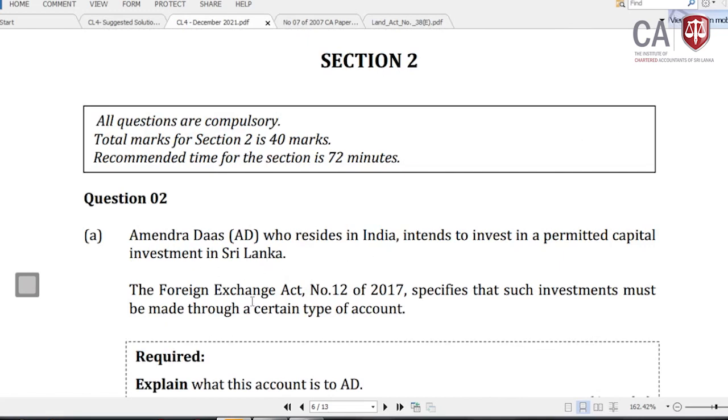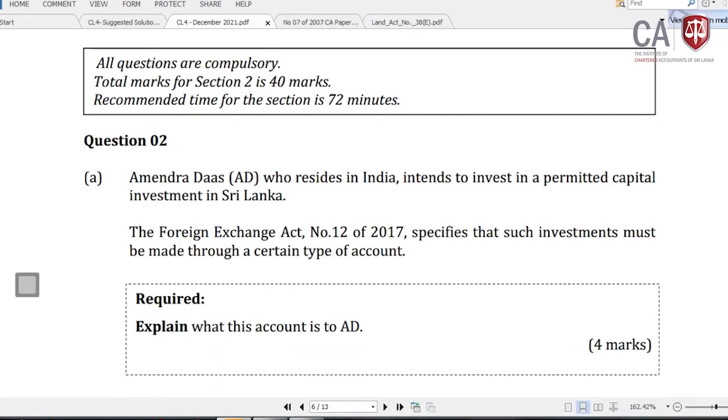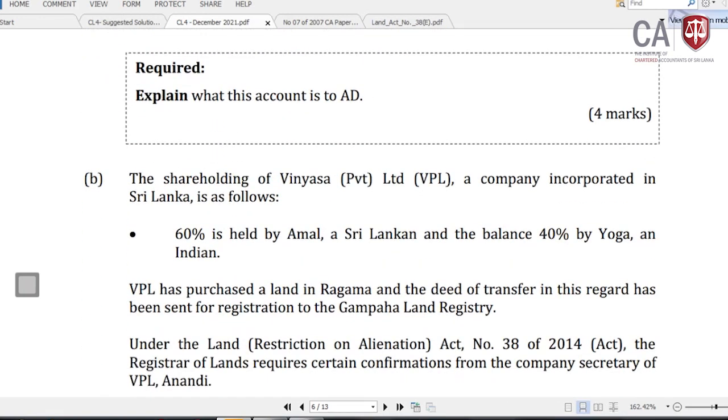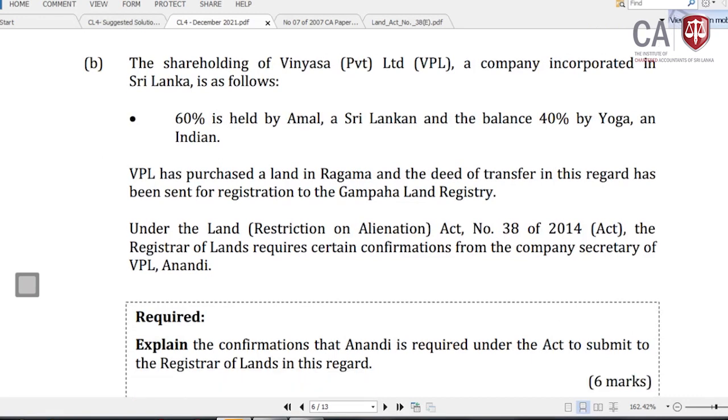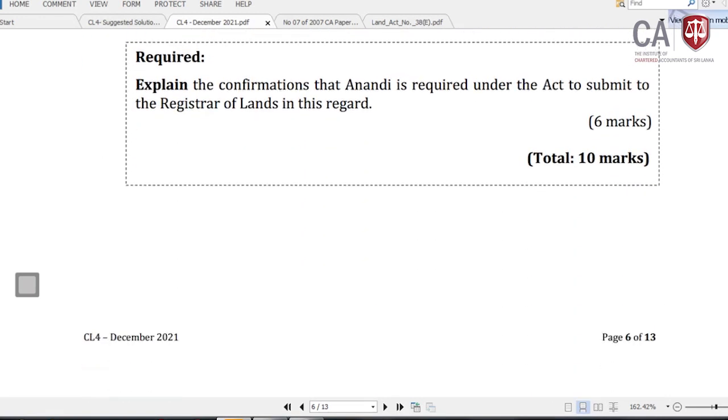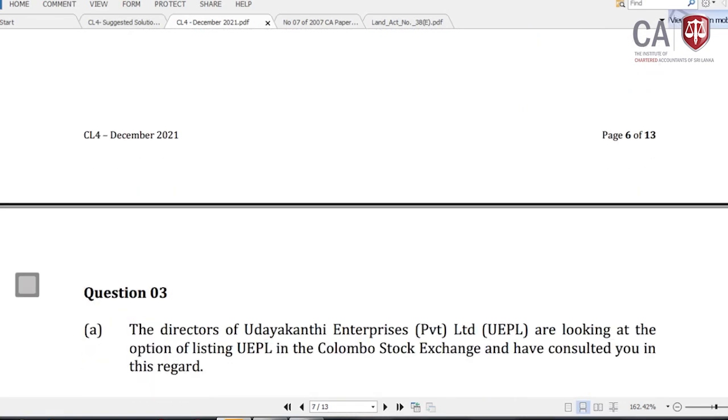You can see the question that we just completed, question number 2. Part A is a question that has been given from the Foreign Exchange Act number 12 of 2017. You always get questions from this area, so it is something that you cannot avoid. And the other thing is you are not permitted to take this statute with you for the exam. The second part of the question is also from a different statute, not from the Companies Act, that is the Land Restriction on Alienation Act number 38 of 2014. So, you must be familiar with these statutes as well, and these are commonly tested areas.